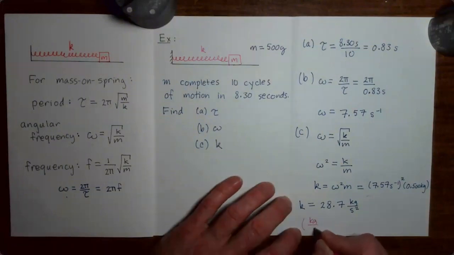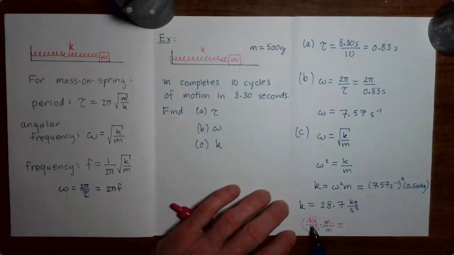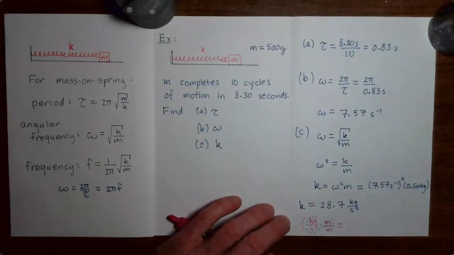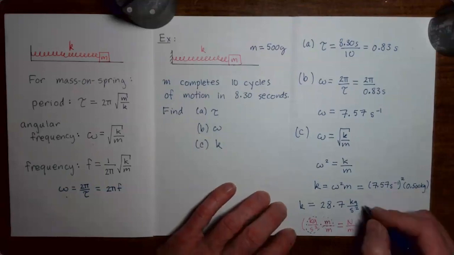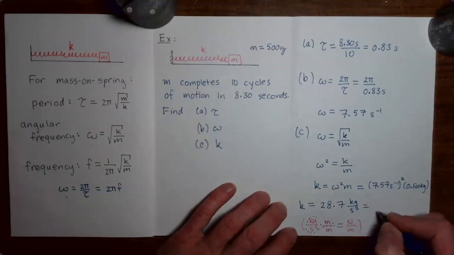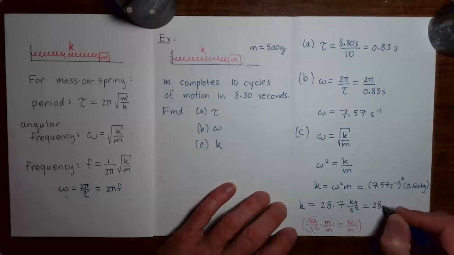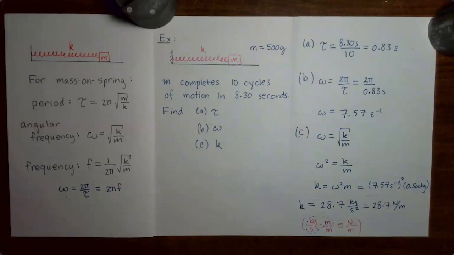So let's just say I start with kilograms per second squared and then multiply by meters over meters, which is just multiplying by 1. So notice here that we have kilograms meters per second squared, which is a newton. So we can see then that kilograms per second squared is just newtons per meter. So we can then say that the spring constant is 28.7 newtons per meter.